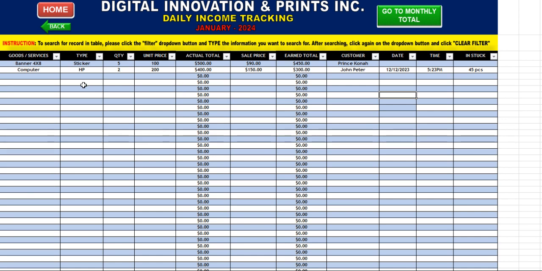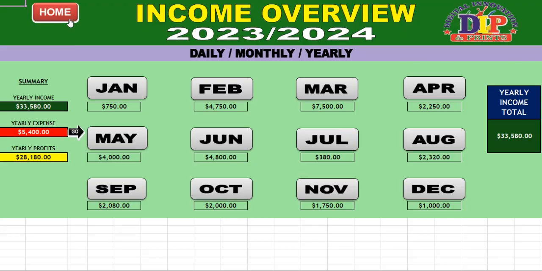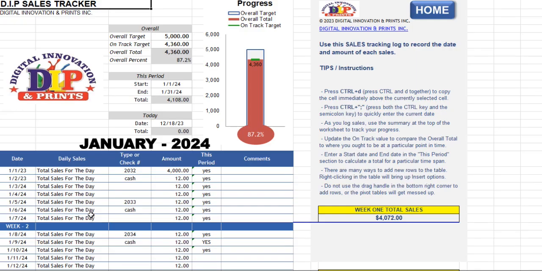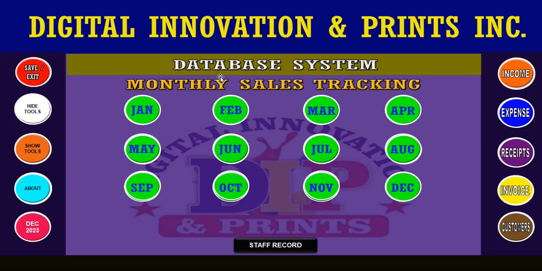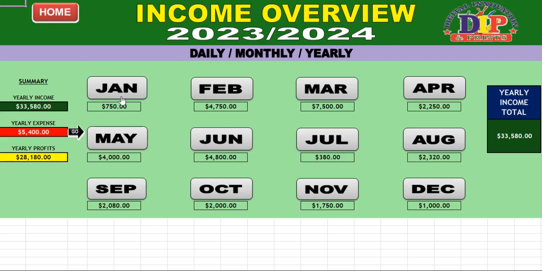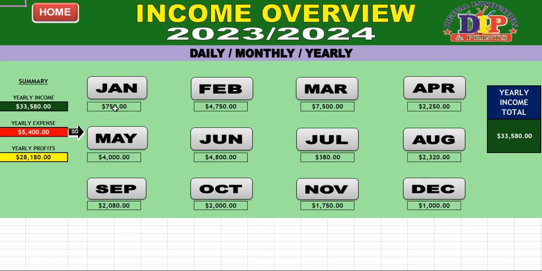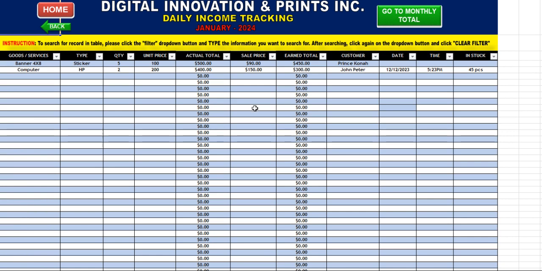This is not there for a specific week or whatever. Everything is drawn together. It's only with the tracking of the monthly sales, which we have the weekly. But when it comes to this, everything is drawn together, and we consider this whole sheet to be 1 month. So after all of the transactions, the total that we have now will reflect under this January. But we can still see it on the data sheet.